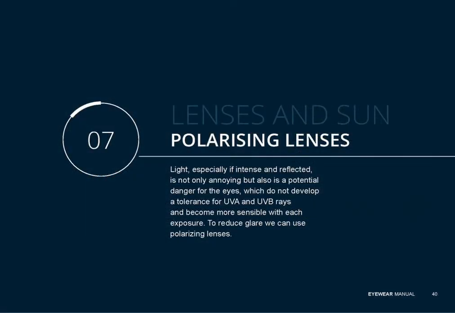Polarizing lenses. Light, especially if intense and reflected, is not only annoying but also is a potential danger for the eyes, which do not develop a tolerance for UVA and UVB rays and become more sensitive with each exposure. To reduce glare, we can use polarizing lenses.